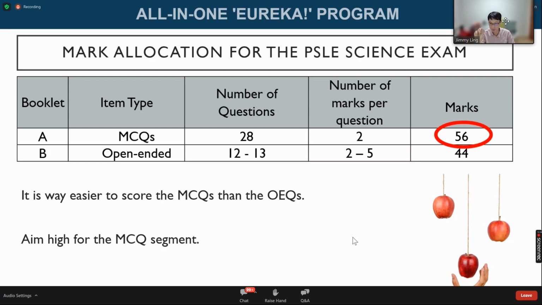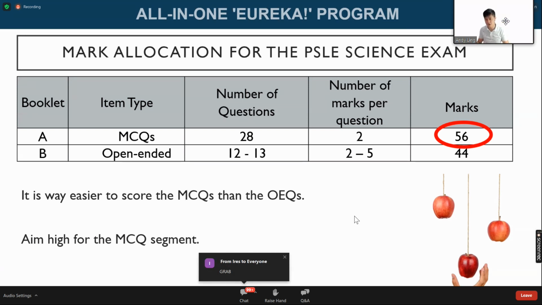Everyone, can you please type grab in the chat? Right, all of you must grab this low-hanging fruit. Oh yeah, that's right. Grab it. People, don't waste this opportunity. Even for P4, P5, also grab it.